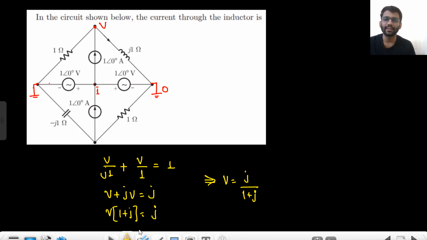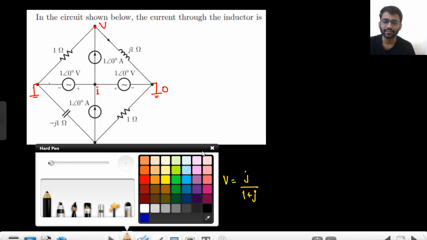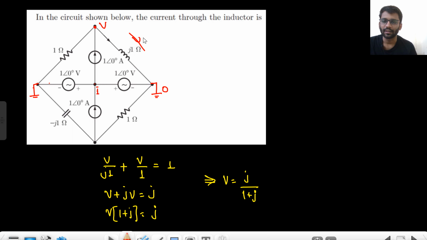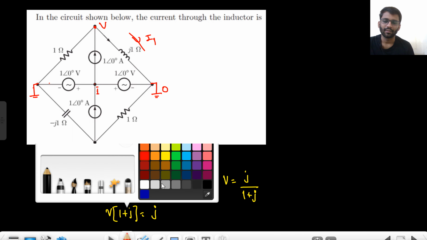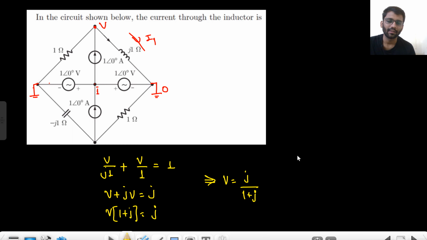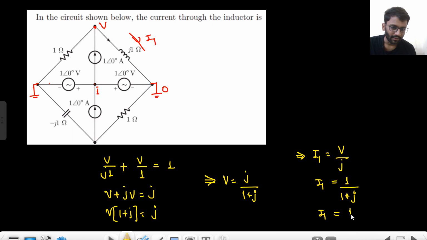Now what will be the current through the inductor? Let's just assume the current through the inductor is I1. So what will be the value of I1? I1 would be V by J, so that would be 1 upon 1 plus J. If I write it completely, it would be 1 by root 2 with an angle of minus 45 degree.